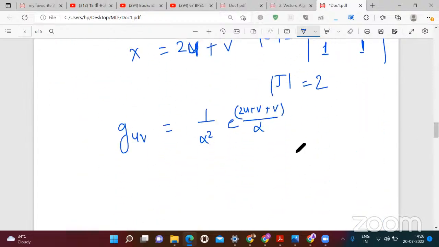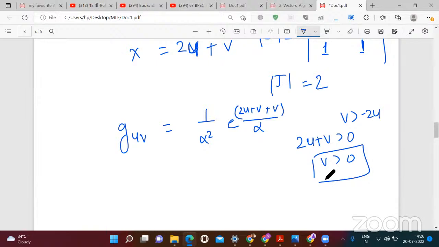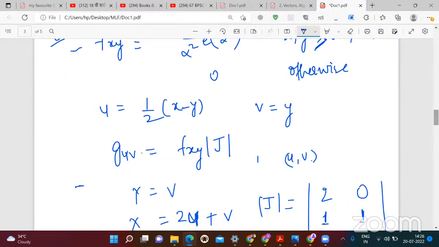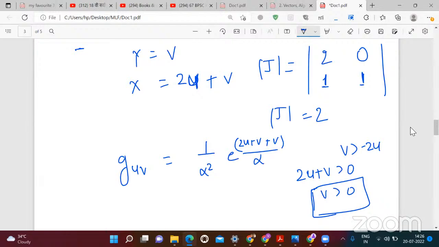So I need to find the domain also. And what is that? 2u plus v should be greater than 0, and v greater than 0. So from here we are getting v should be greater than minus 2u. That is the one condition. So how do you find this domain? It's written here, right? x,y should be greater than 0. In terms of x and y, we can write this, right? 2u plus v should be greater than 0 in terms of domain, and then from here you need to find u and v.